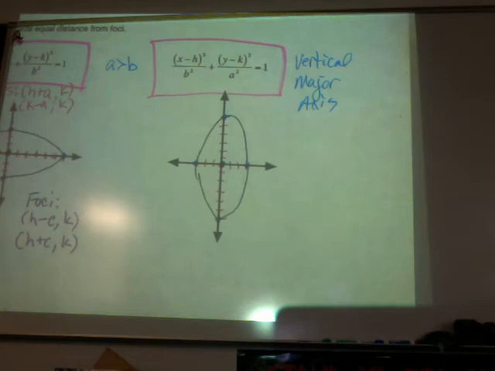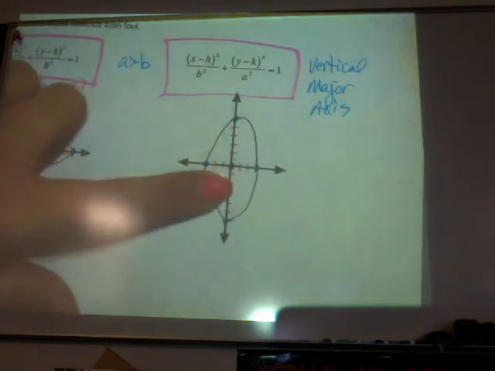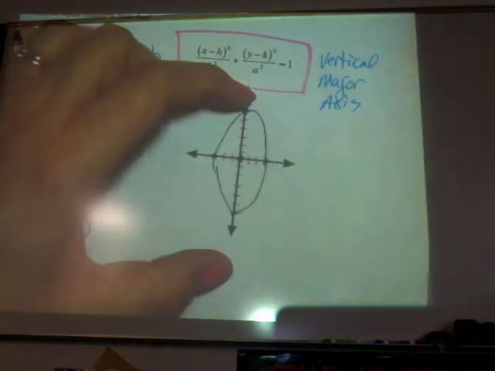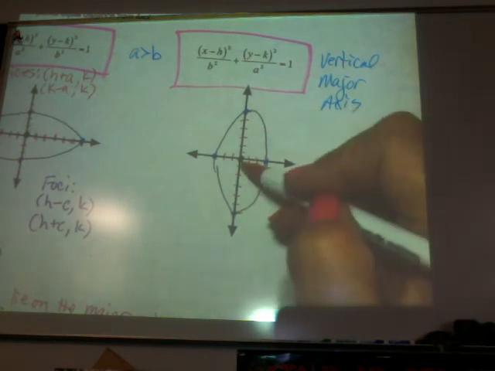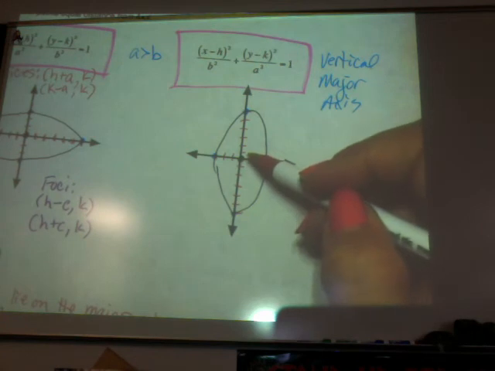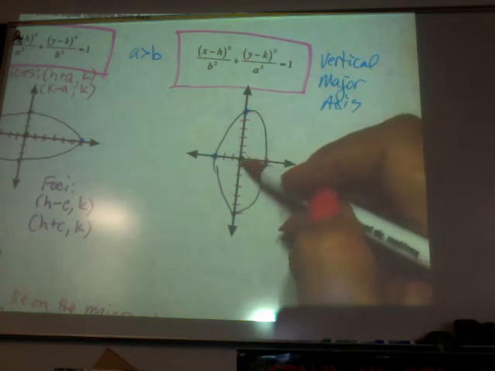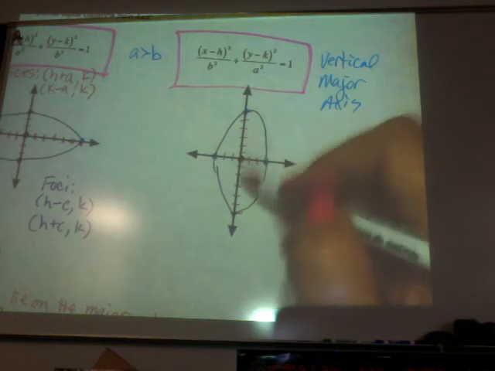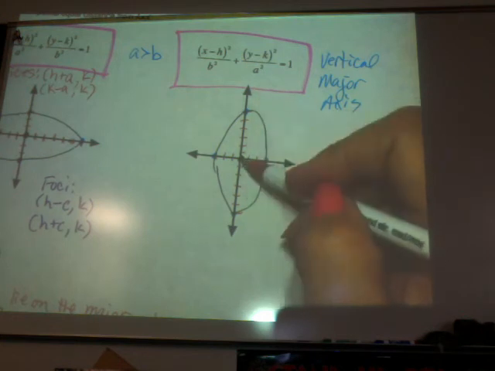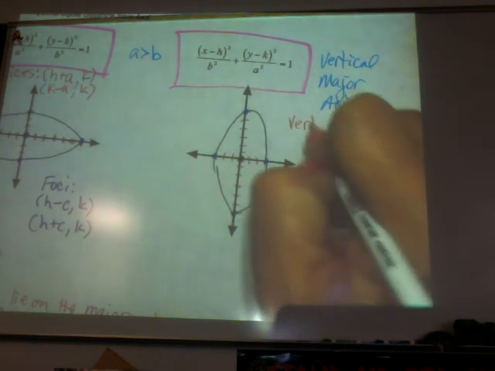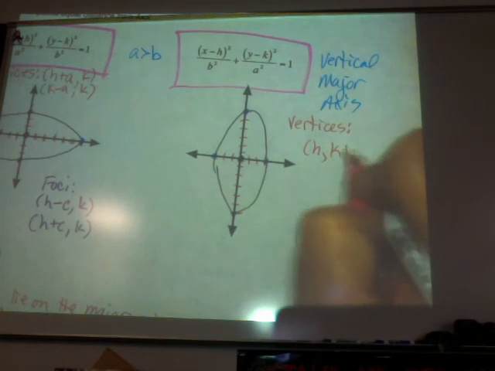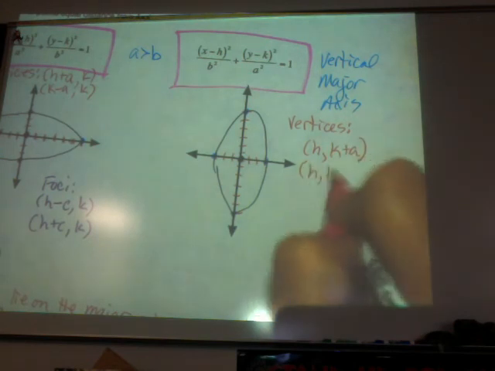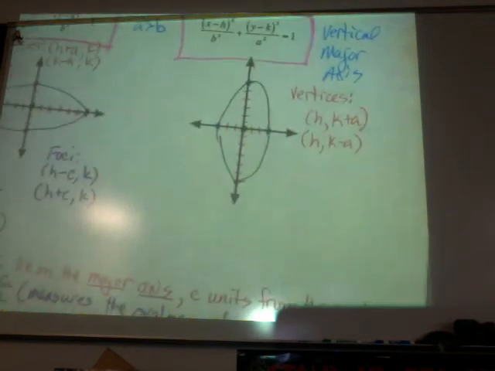Where are my foci going to be? Along the y-axis, right, or the major axis here. Just to let you know, for the equations for the vertices for this one, what's changing from the center? Your x value or your y value? You're going up and down, so is that your x value or your y value? Your y. So for your vertices, h stays the same, but your k, you will either add a to that, or subtract a from that.